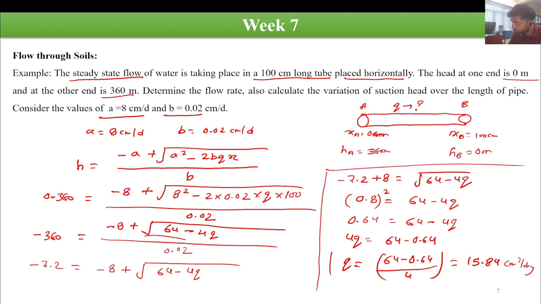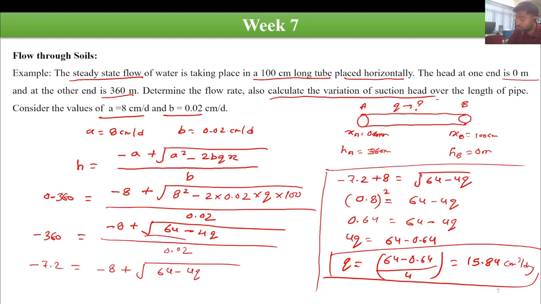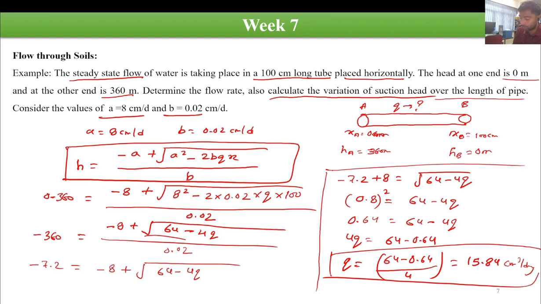So in that way, we have solved for Q, but we also need to calculate the variation of suction head over the length of the pipe. We can do that by using the same expression again, but this time we already know the value of Q. So we will put in the value of Q, and the unknowns will be X and H. Then we will vary the value of X from 0 to 100 and determine the value of head at each point, or the variation of suction head. Fine, so let's do that here only.